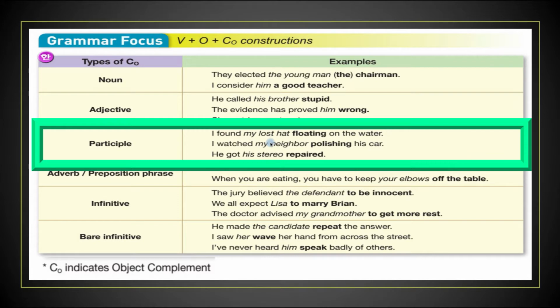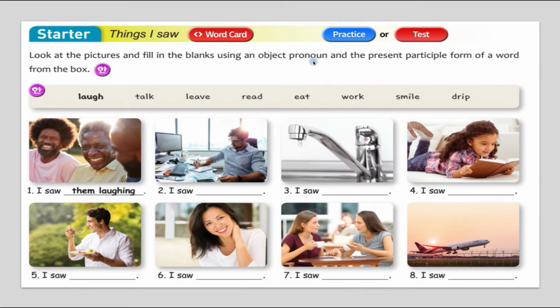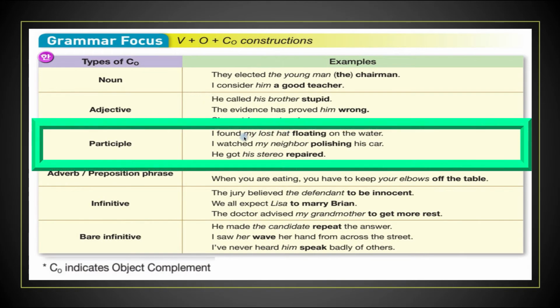Who is them? All the English-speaking people. From Shakespeare's day, probably. So I found my lost hat floating. Now, in part 1, it mentions here object pronoun. And here the object pronoun is them. So in our example, in the grammar, I found my lost hat floating on the water. What's the object pronoun here? Then I can say I found it. Instead of my lost hat, I can say I found it floating on the water.